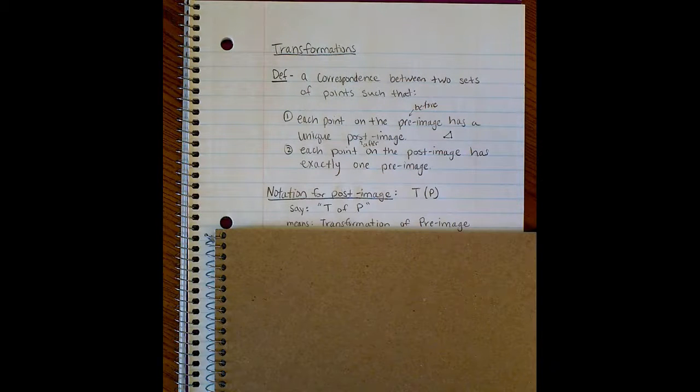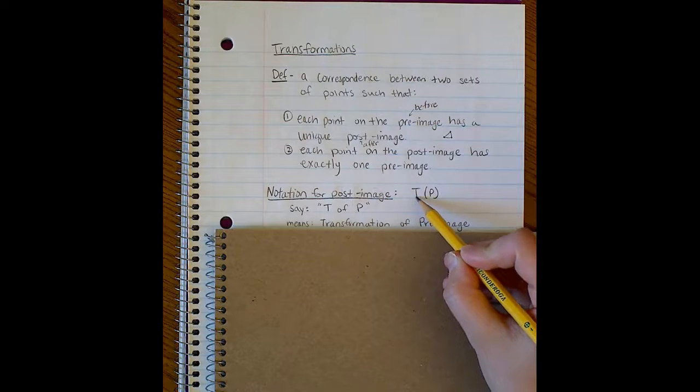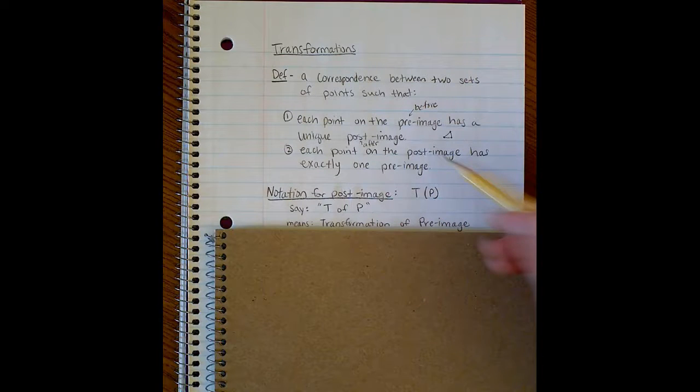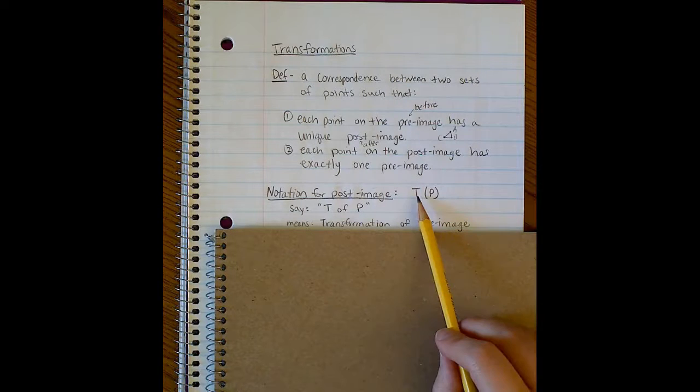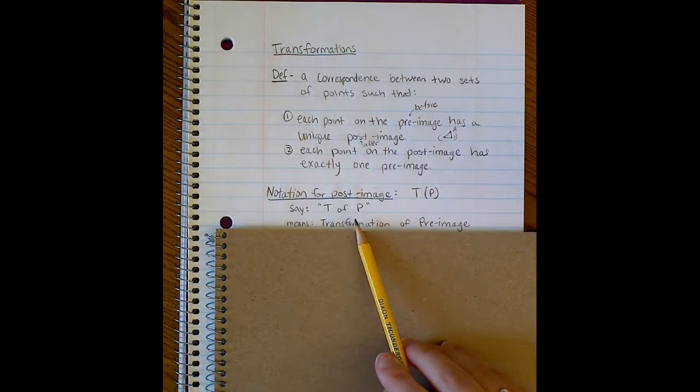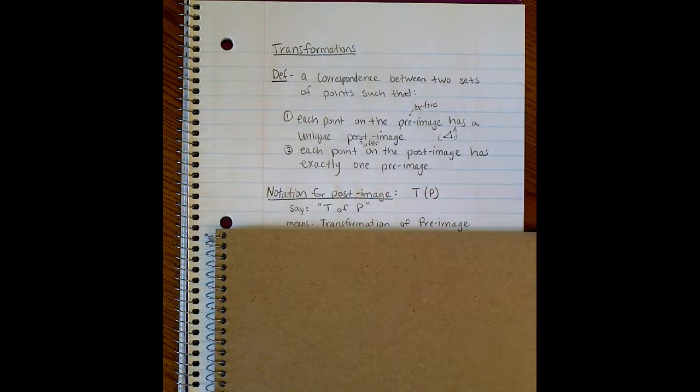Transformation is kind of a long word, and as you know, mathematicians like to use shortcuts for everything, so we call that notation. If I were to refer to a post image, the way I would do that is by using a capital T, parentheses, and the letter for my post image, whether it be, let's say, triangle ABC, or whatever it is, would go inside the parentheses. So when you say this, you don't say T parentheses P parentheses. You simply just say T of P, meaning transformation of pre-image that results in a post-image.